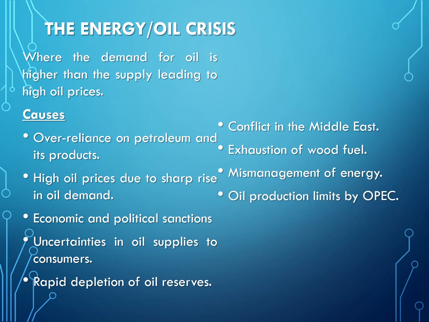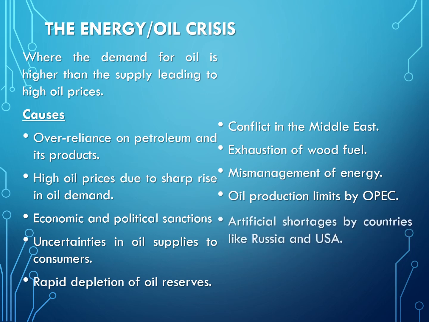Then the oil production limits put by OPEC. OPEC is the oil producing and exporting countries. So they have their own mechanisms of ensuring that the prices of fuel do not go extremely low. So they always set limits, and we'll see when you'll be looking at sample cases what they have done in the past, and that of course can cause a serious energy crisis.